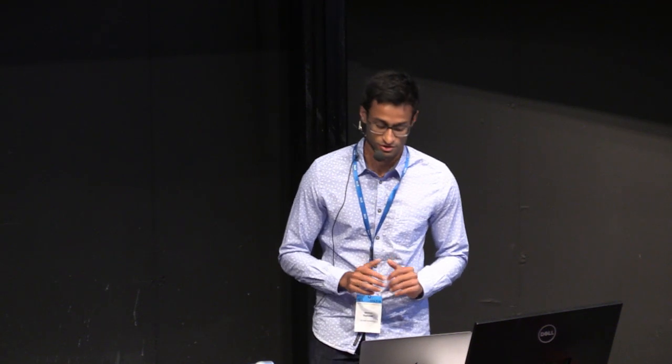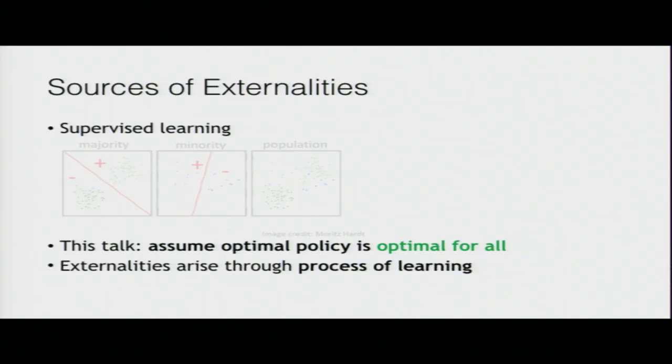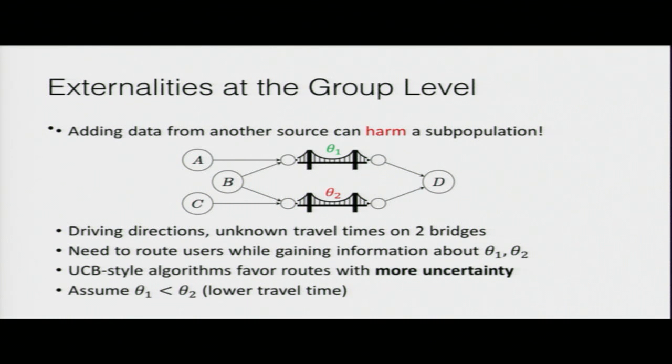And so I'm actually going to be assuming that we're in a setting where there's one single optimal policy that is optimal for all users. Okay? I'm going to be dealing with settings where there's different groups of users, and I want to just make the assumption up front that there's one policy that's optimal for all of these groups simultaneously. Okay? So then how can there still be kind of negative externalities at this group level?